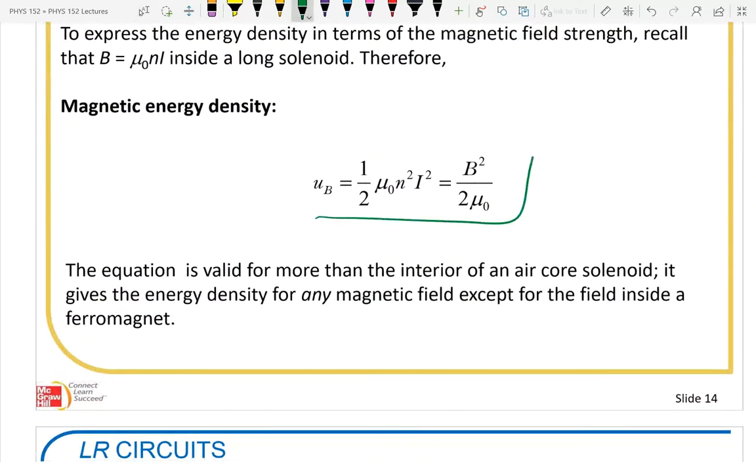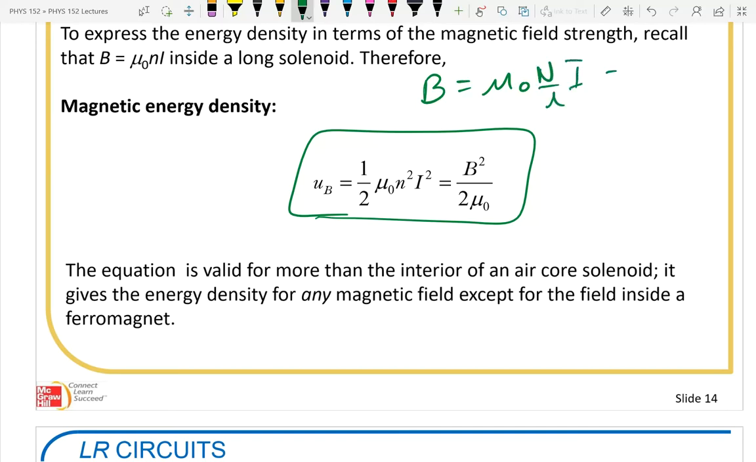So if we calculate the energy density in terms of magnetic field, knowing that the magnetic field is mu naught N over L I, or mu naught lowercase n I, then that means that current is equal to magnetic field over mu naught n. And so that was substituted in for current there.